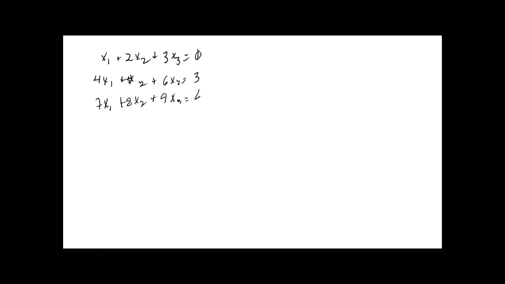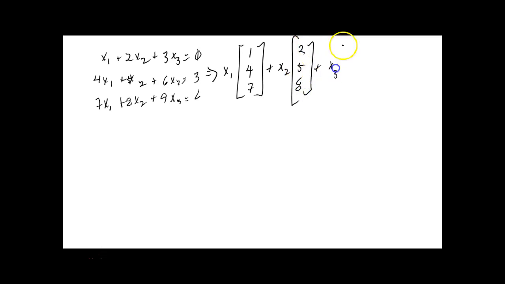Okay. Now, doing what we just did, we can write this as x sub 1 times this column vector here, 1, 4, 7, plus x sub 2 times the column vector 2, 5, 8, plus x sub 3 times 3, 6, 9, and that's equal to 0, 3, 6.